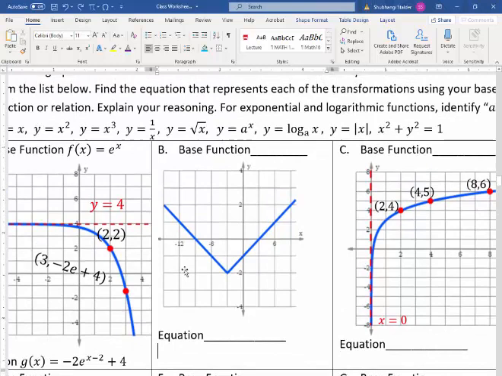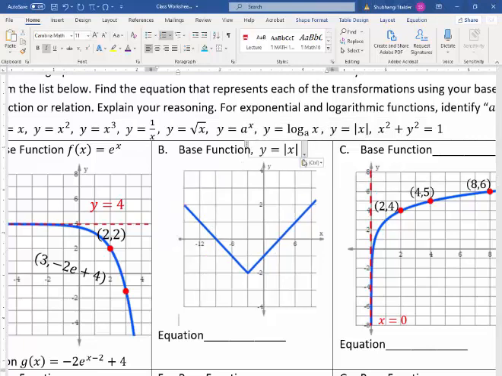What shape? x, x squared, x cubed, 1 over x, square root x, a to the power x, log x, absolute value x. Which one? The base function would be what? Absolute value. Good. All right, figure out what changes we're making to it.